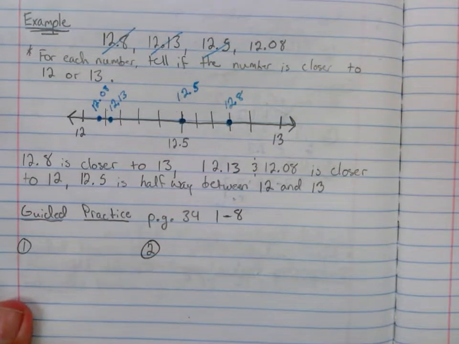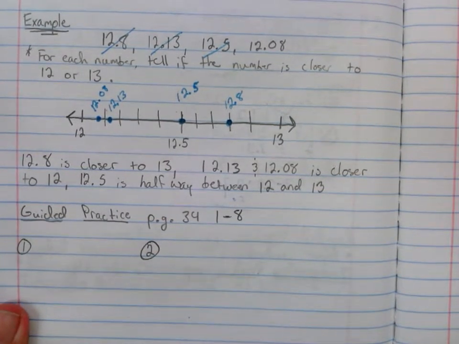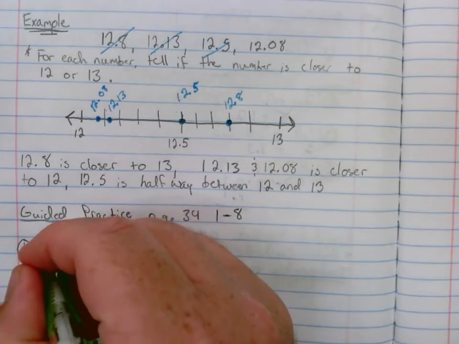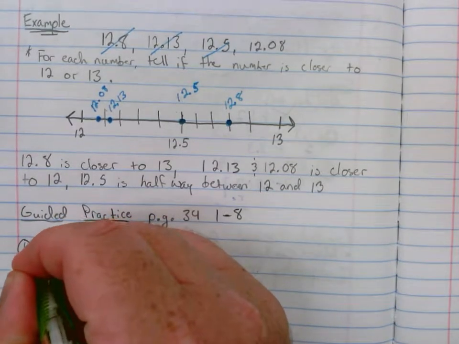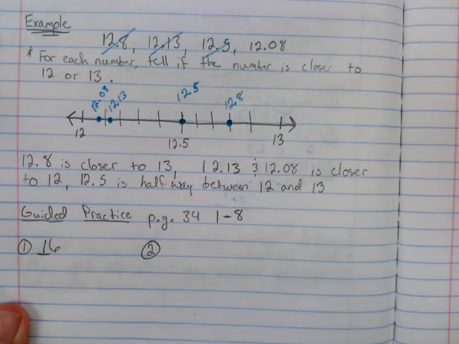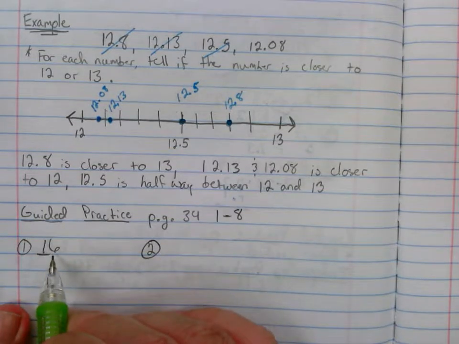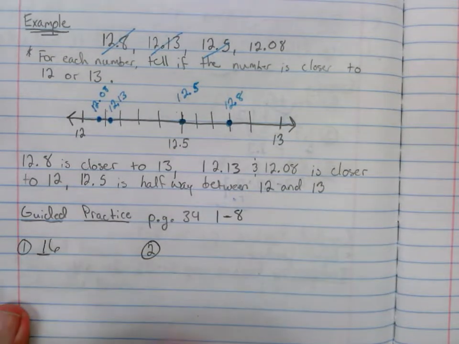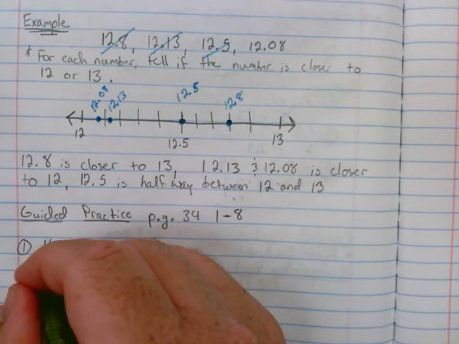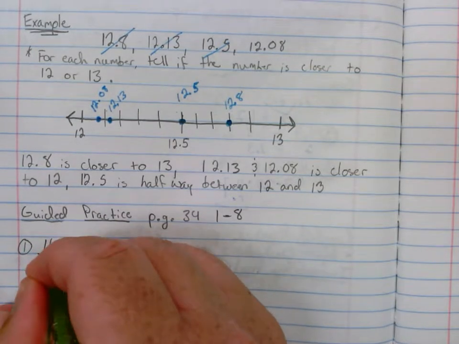So the first thing we need to do is read our directions. In 1 through 6, round each number to the place of the underlined digit. So we have 16, and they underline the 1. Well, the 1 falls in the tens place. So we need to round 16 to the nearest tens place. Well, 6 is greater than 5, so we're going to round up. So we're going to round that to 2, so that would give us 20.